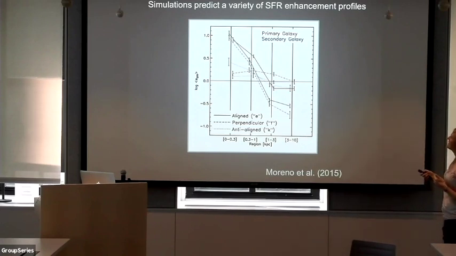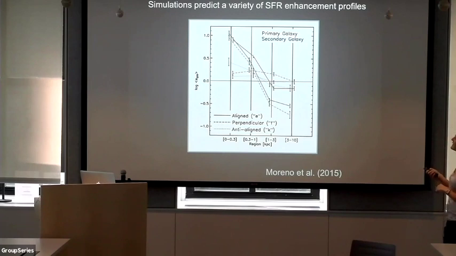So each of the lines on here, there are red and blue lines, depending on whether it's the more or less massive galaxy in the pair. Each of these lines is the profile for one interacting galaxy. So there are 3 different mergers on here, so 3 different orientations, and then a primary and a secondary for each one.